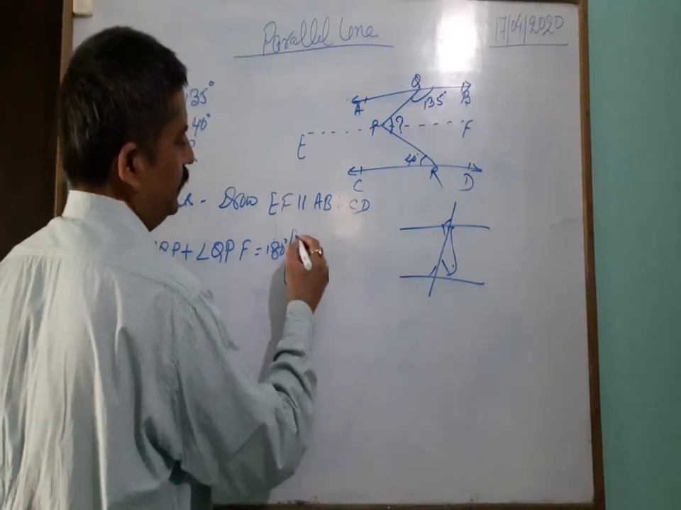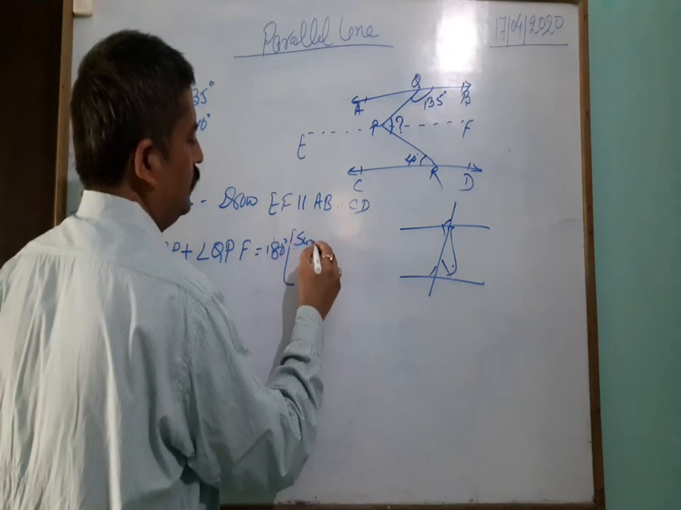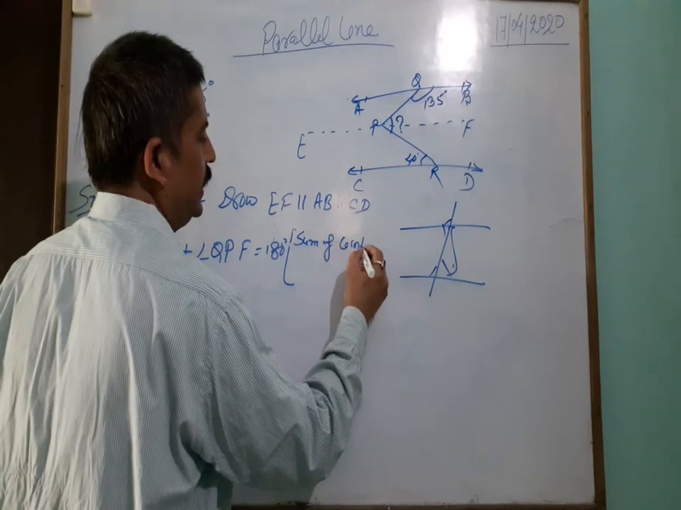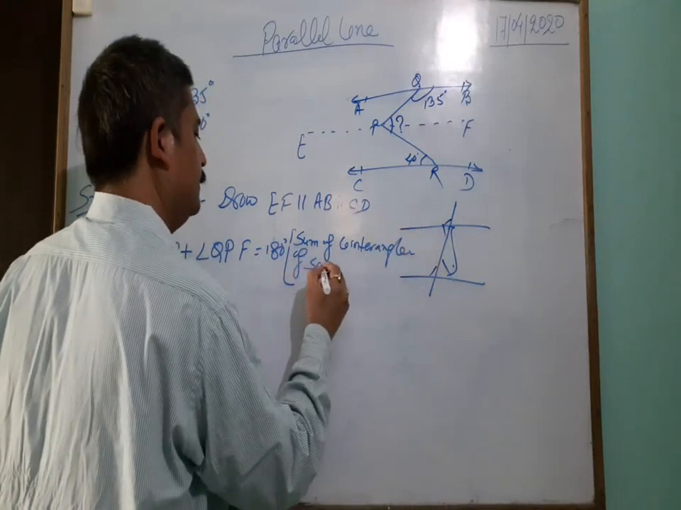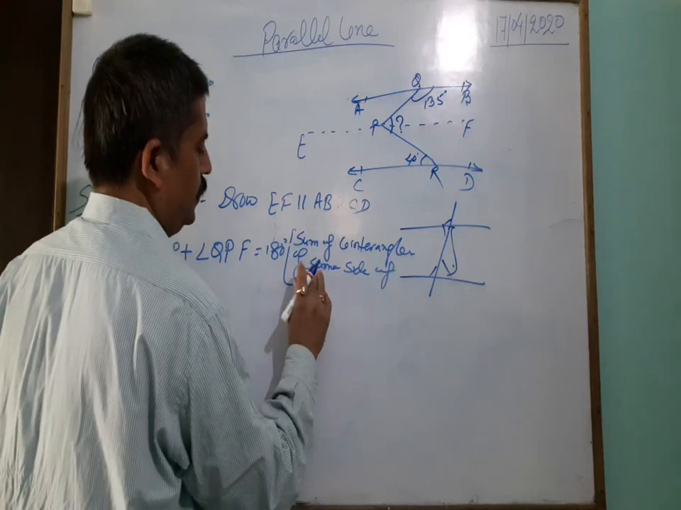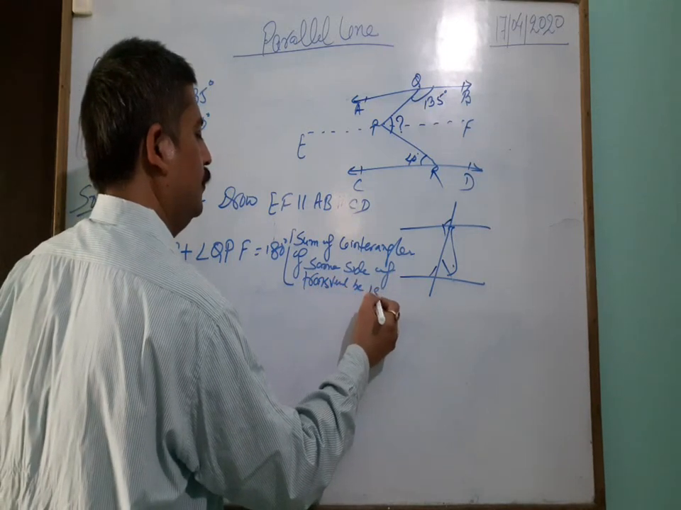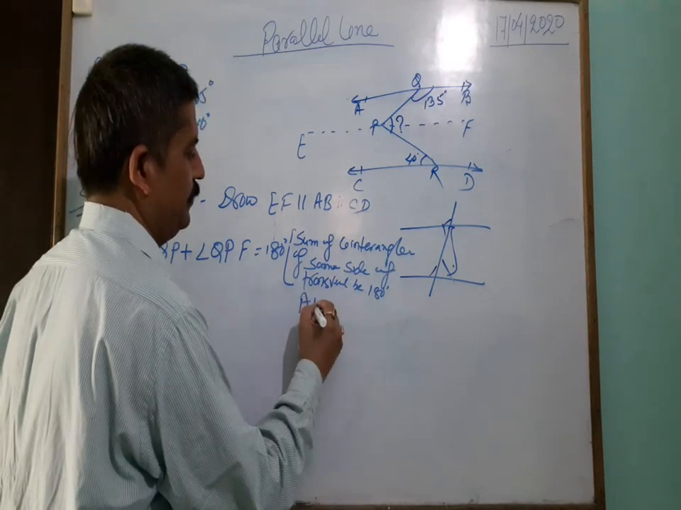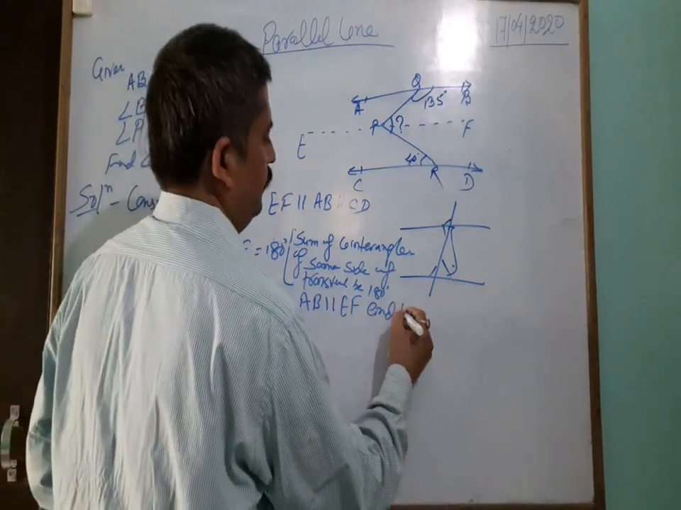We write the reason: sum of co-interior angles on the same side of the transversal is 180. So which lines are parallel? We write that AB is parallel to EF and PQ is the transversal.